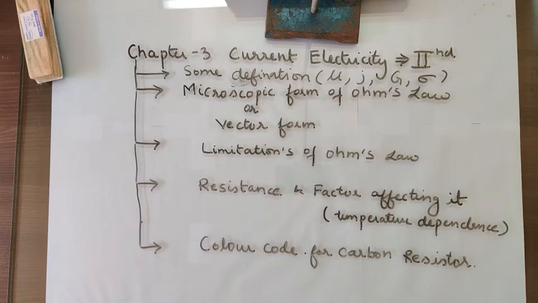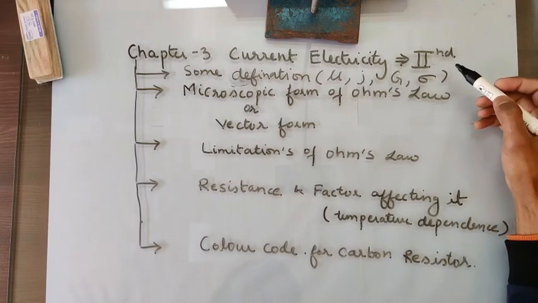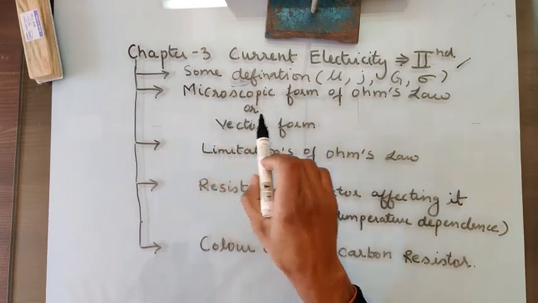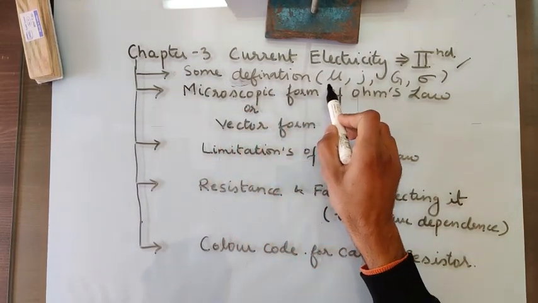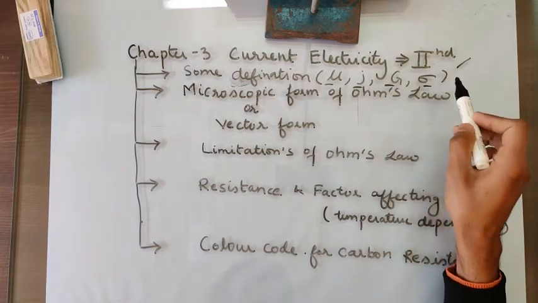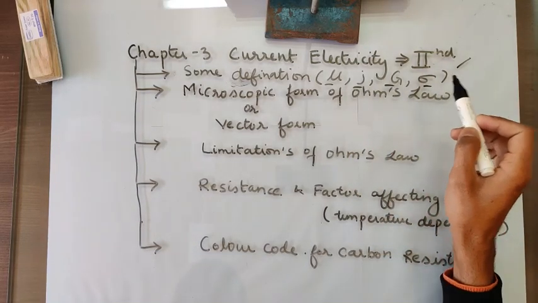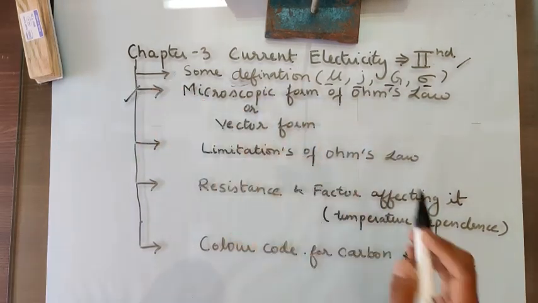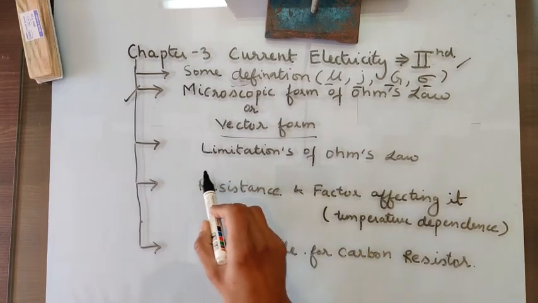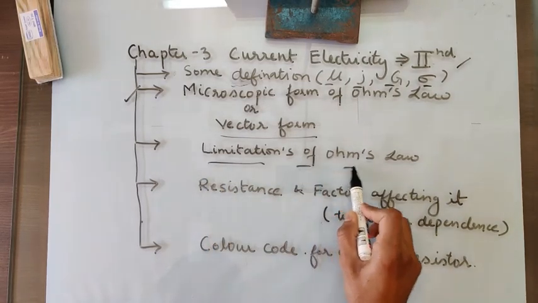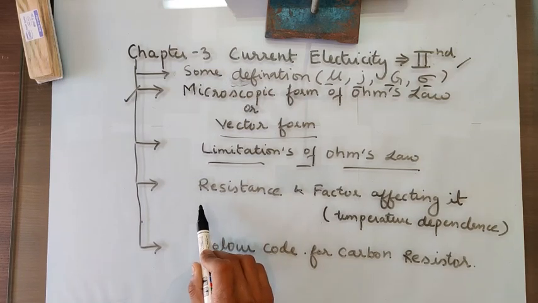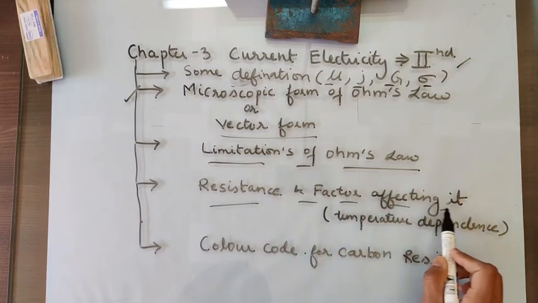Hello everyone. In this second module of current electricity, we are going to discuss some basic definitions: mobility, current density, conductance and conductivity. Second, the microscopic form of Ohm's law, or we can say the vector form of Ohm's law. Third, limitations of Ohm's law. Fourth, resistance and factors affecting resistance.